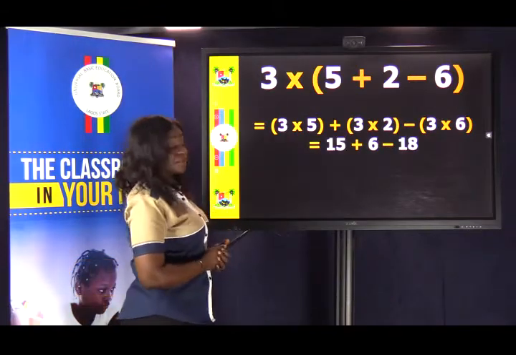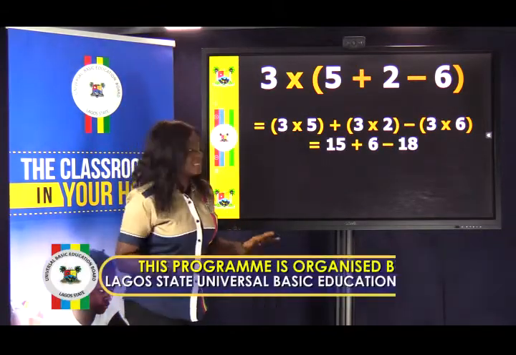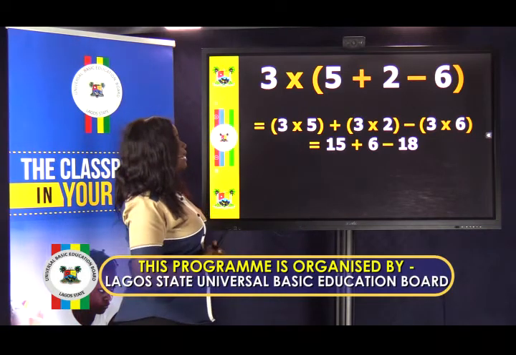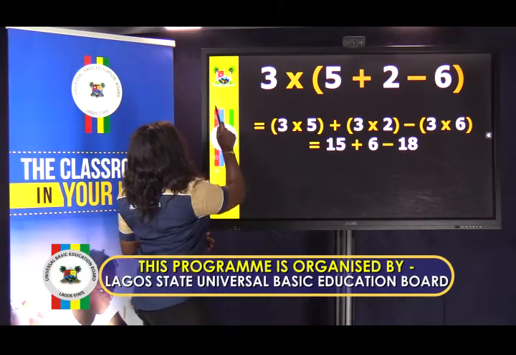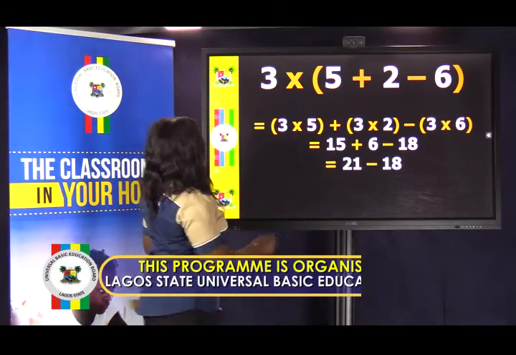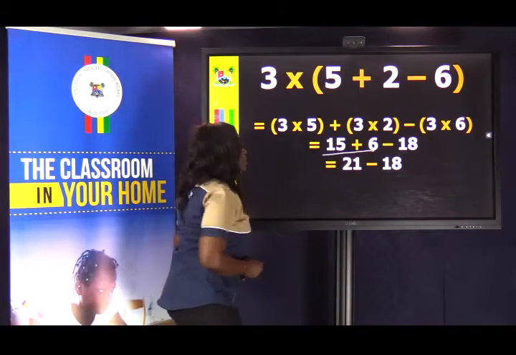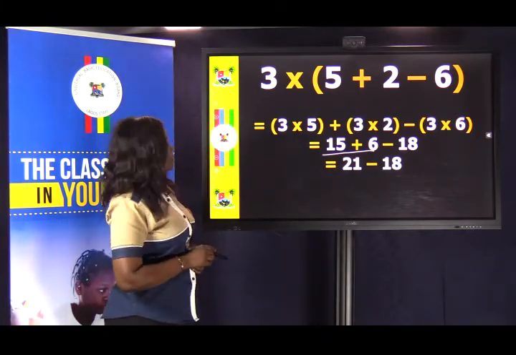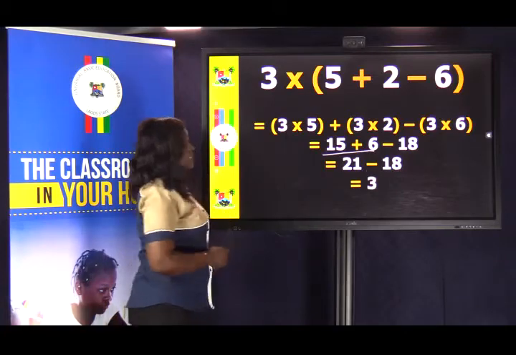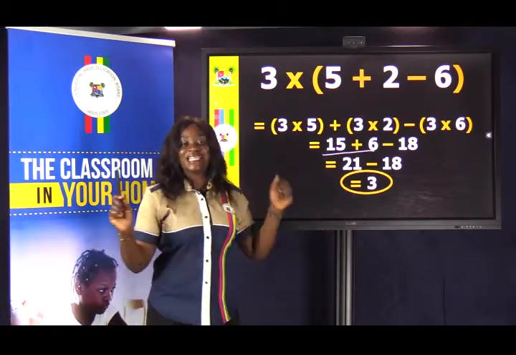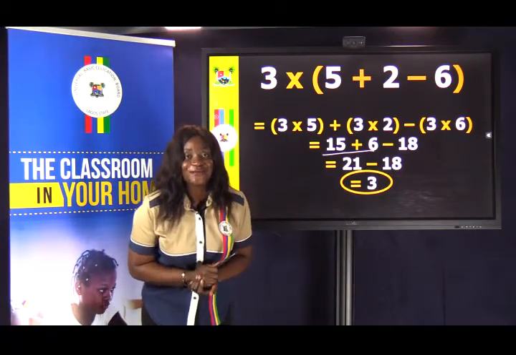3 times 5 is 15. 3 times 2 is 6. Minus 3 times 6 is 18. 15 plus 6, remember, you do this one first. 15 plus 6 is 21. 21 minus 18 is 3. Auntie Tinu, I'm dancing. I got the two sums correctly.